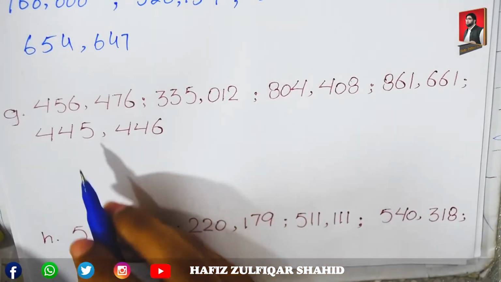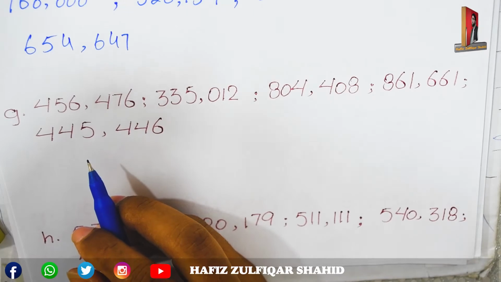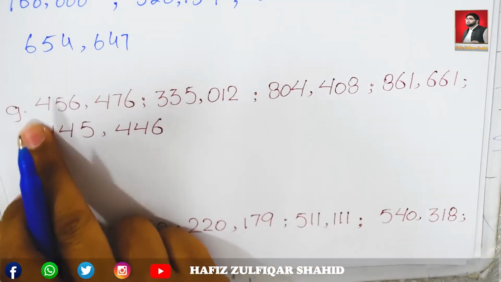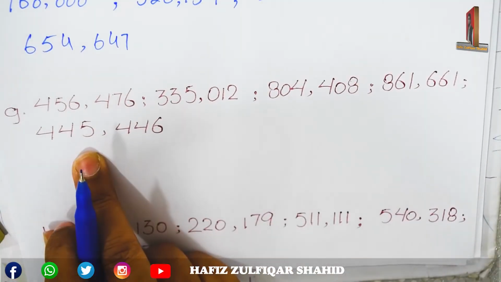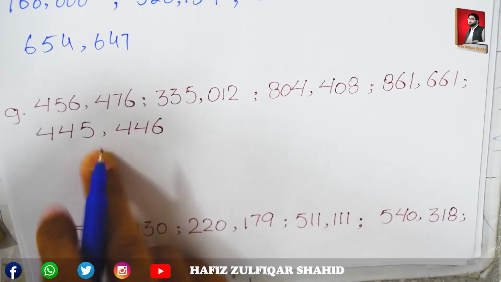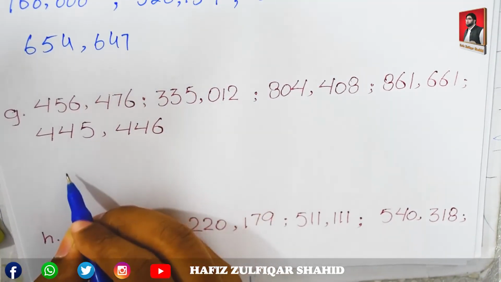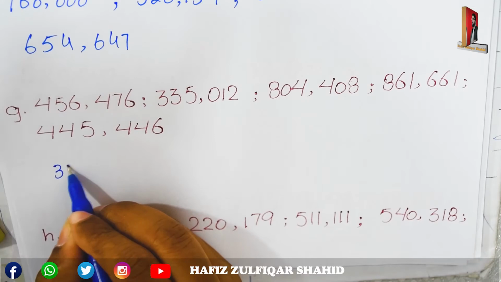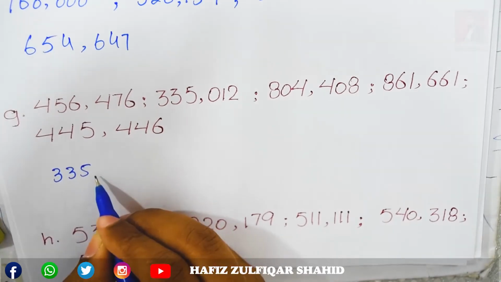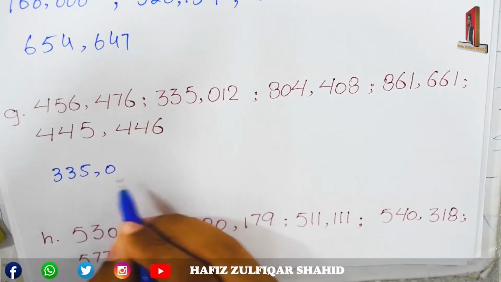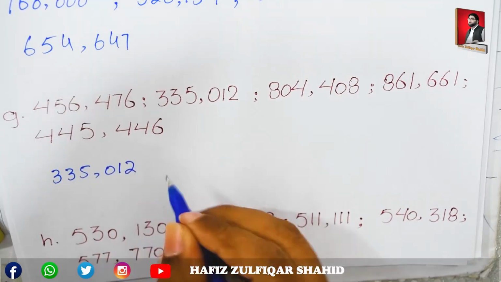Let's do another question of this exercise, G. Compare all given values. Write down the smallest one first, which is 335,012.